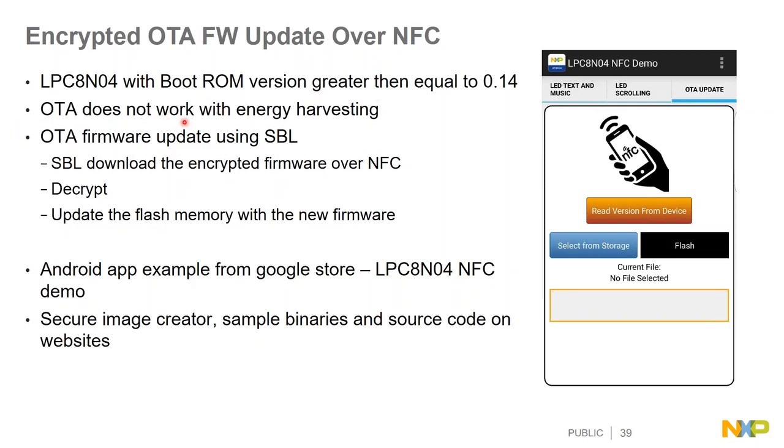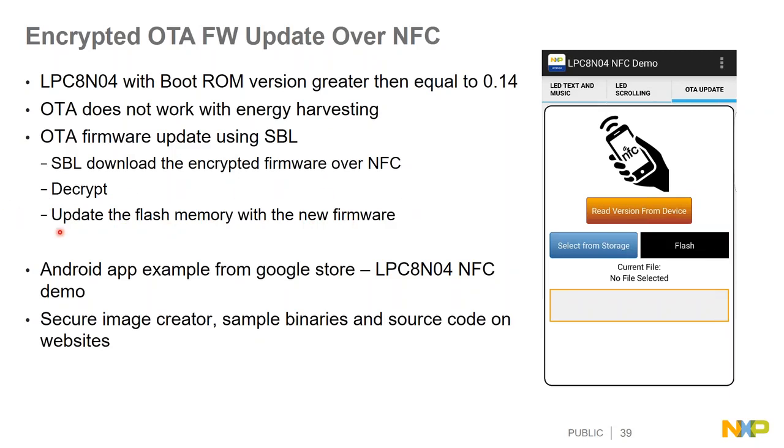OTA firmware is using a secondary bootloader. How is it working? The secondary bootloader, which is in the 804, downloads encrypted firmware over NFC communication from a reader. It will decrypt the downloaded file and update the whole flash memory with the new firmware.